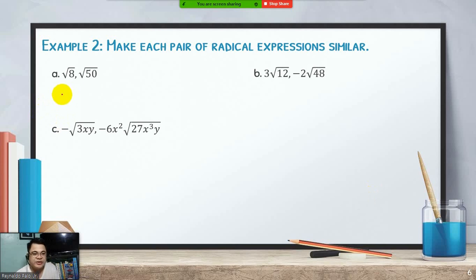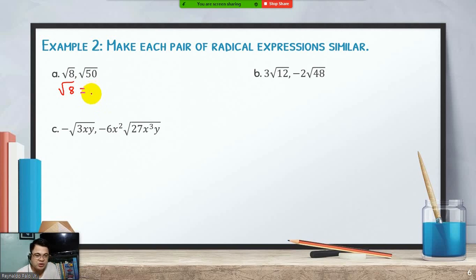So let's start with letter A, square root of 8 and square root of 50. Let's start first simplifying square root of 8. 8 is not a perfect square. In our previous lesson, if it's not a perfect square, we have to factor the radicand so that we can get one perfect square and its factor. So we have to find the two factors wherein one of the factors is a perfect square. If we're going to factor 8, just look at the table of perfect squares and perfect cubes. Just divide 8 by the perfect square numbers, and once you get an exact answer, those are the two factors: the perfect square and the quotient.